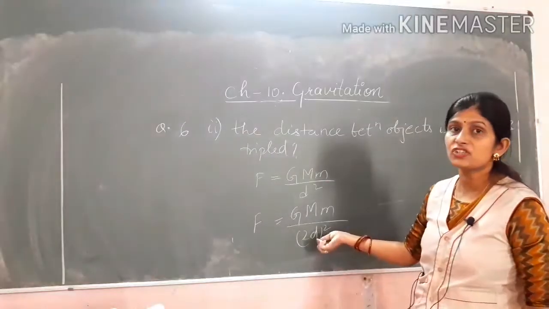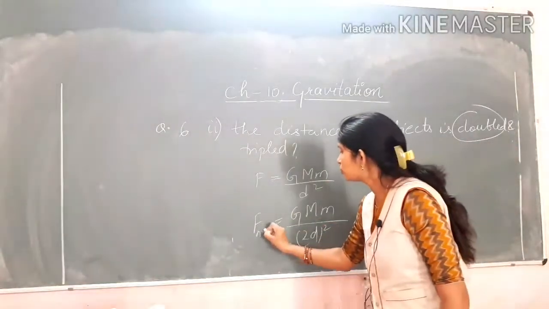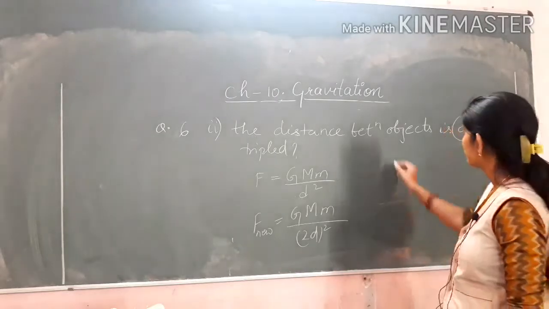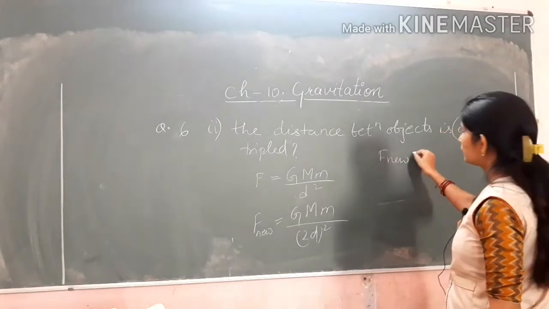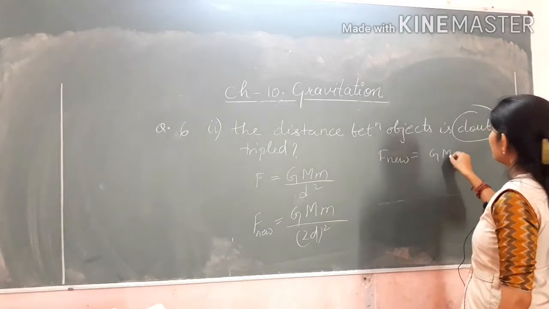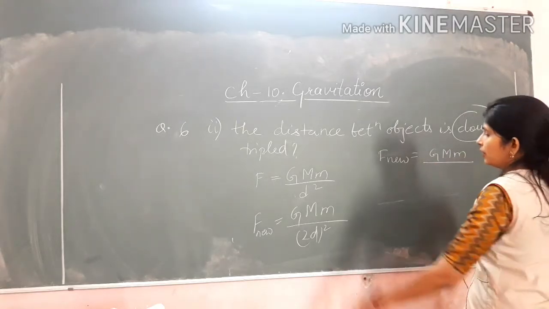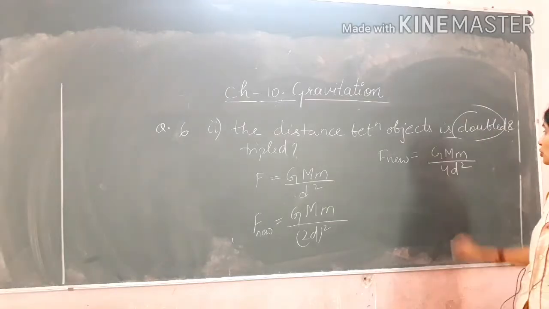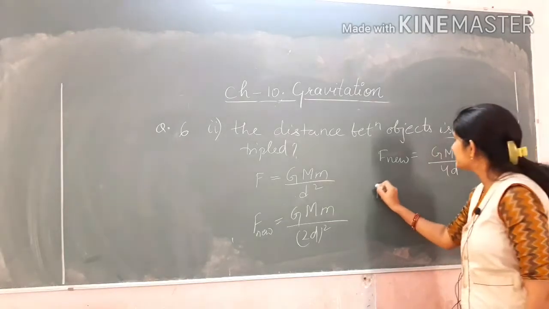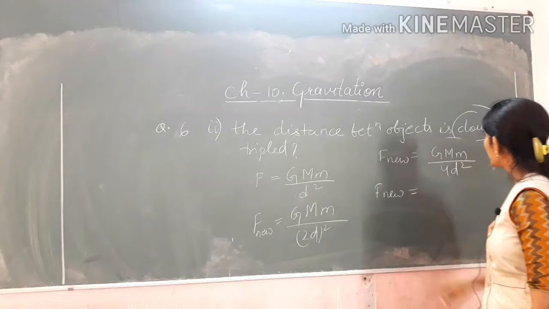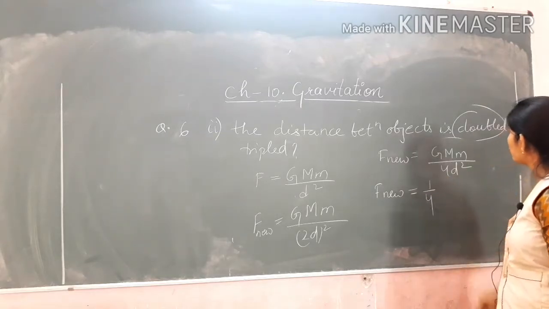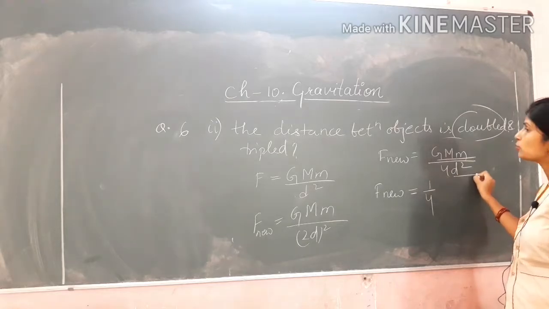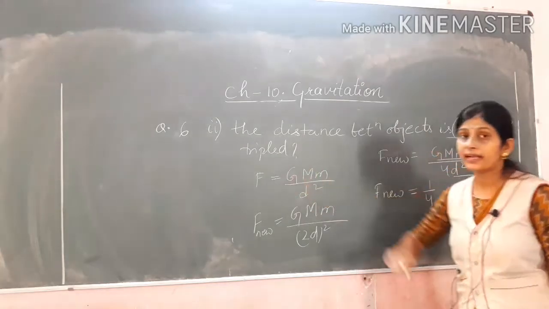So if distance is changed, gravitational force will also be changed. So I have written F new. F new is equal to G M into m upon 2d whole square. It will be equal to 4d square. So this equation can be written as F new is equal to 1 upon 4. In place of G M into m upon d square, we can write F.